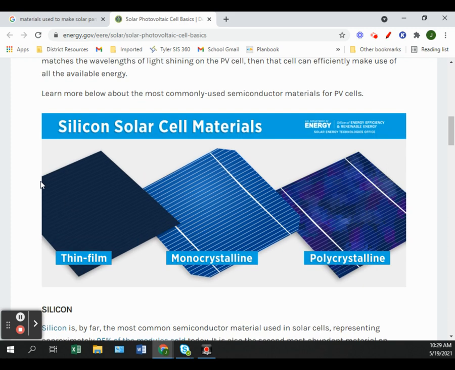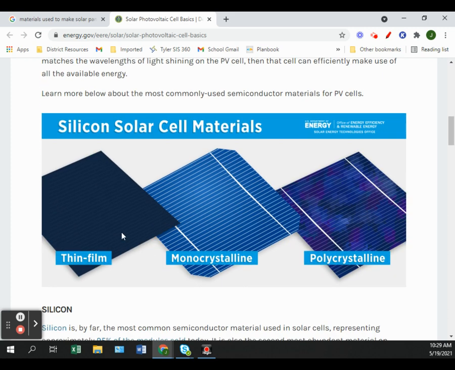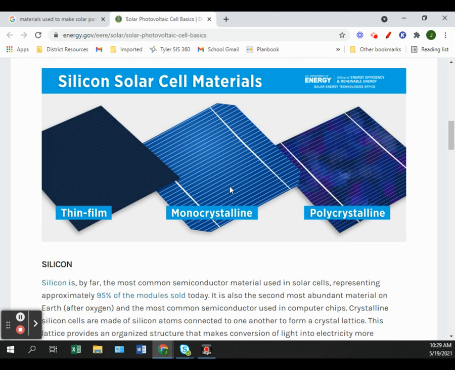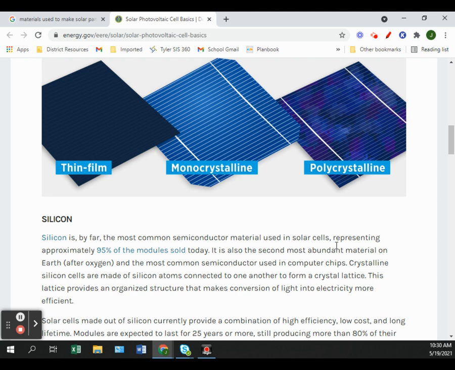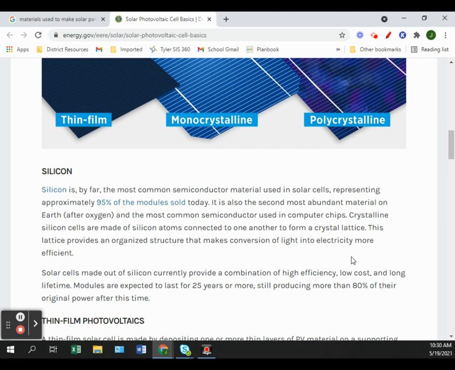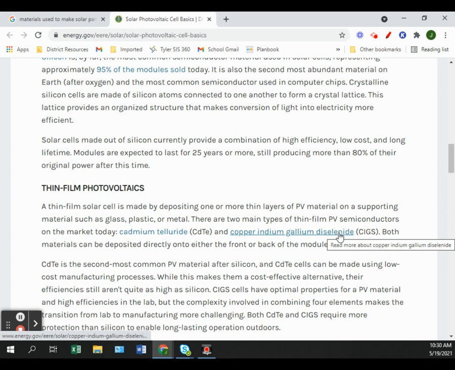So, silicon solar cell materials look like this: you've got a monocrystalline layer, a polycrystalline layer. Mono is a single crystalline layer, poly meaning more than one. You've got the thin film. Crystalline silicon cells are made of silicon atoms connected to one another in the form of a crystal lattice. So basically silicon.